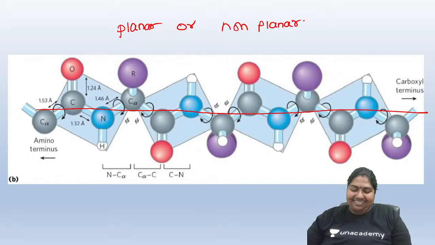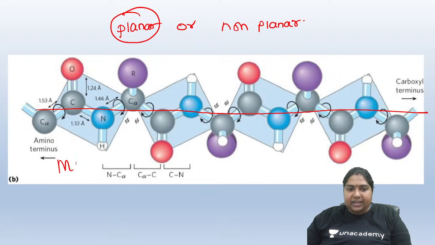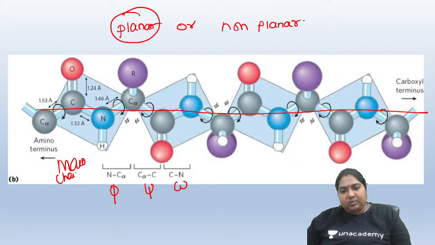Come on everybody. For the Ramachandran plot, it is planar in nature. You consider only the main chain. So C alpha to N is going to be the phi, C alpha to C is the psi, and C to N is going to be the omega. Clear now? Yes, it is considering only the main chain. So side chains are not at all taken into consideration. And it is going to be planar in nature also.